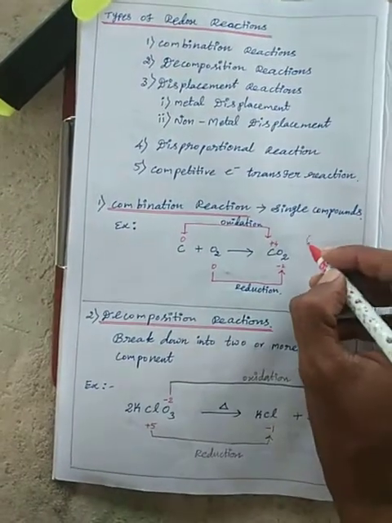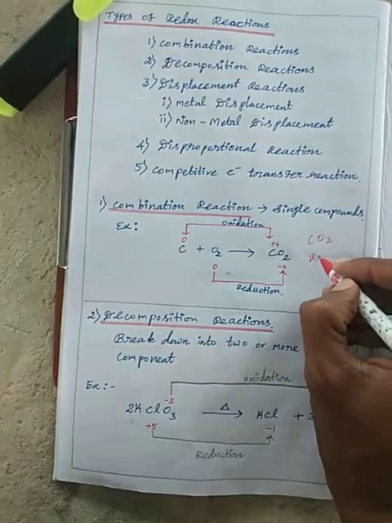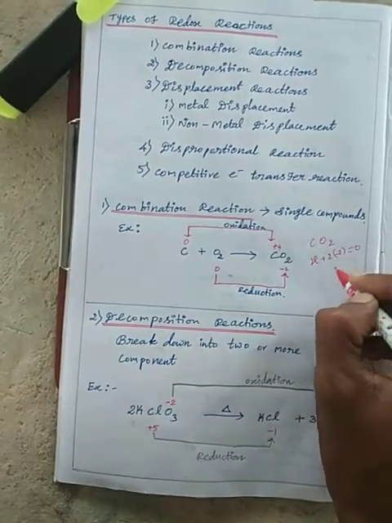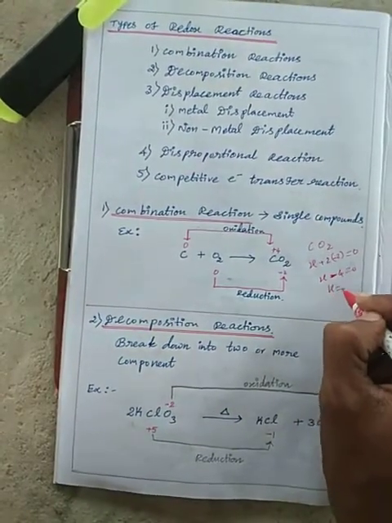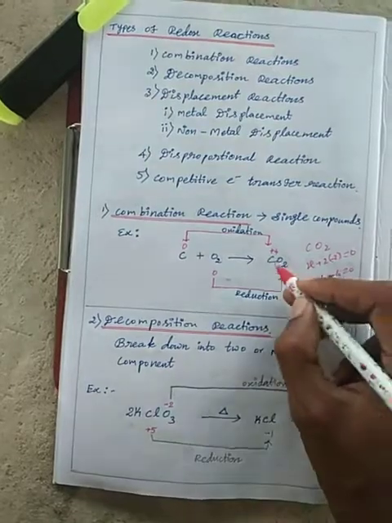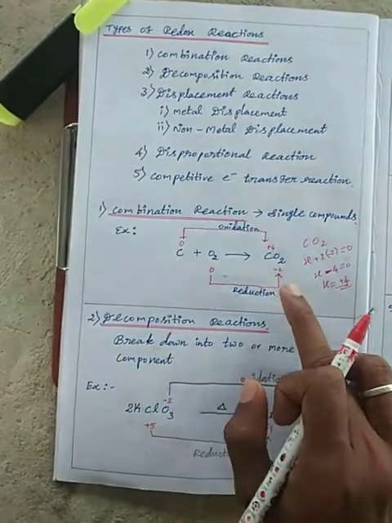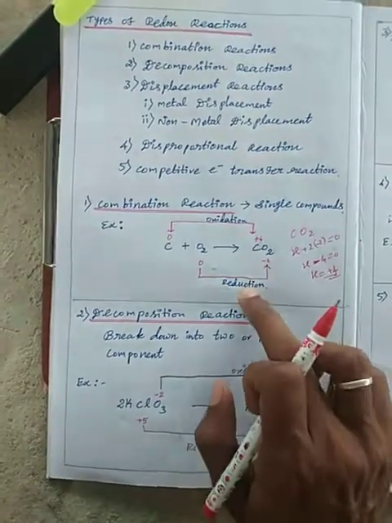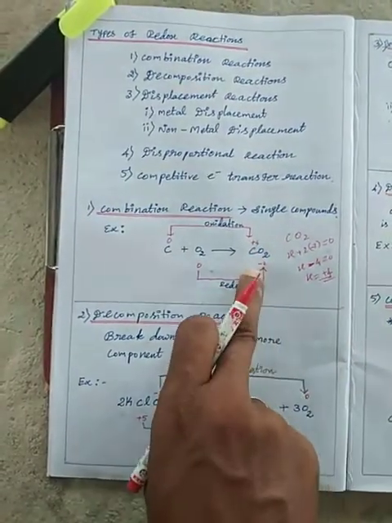So what is the oxidation state in carbon dioxide? Carbon is X, oxygen is 2 times minus 2, equal to 0. So X minus 4 equals 0, X equals plus 4, the oxidation state of carbon. Oxygen is minus 2, already known. So oxygen gaining electrons means reduction, and carbon losing electrons is oxidation, in the product carbon dioxide.